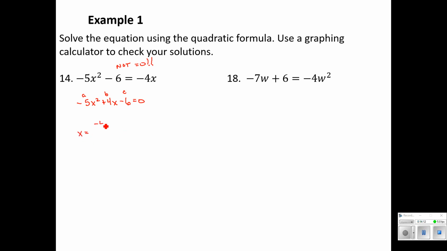Quadratic formula, opposite of b, plus or minus the square root of b squared minus 4 times a times c all over 2a. Okay, and you'll see that I put all those negative signs, all that multiplication in a set of parentheses. That's just so I don't accidentally slip up in my order of operations. There's a lot of things happening here. -4 plus or minus the square root of, that'll be 16 minus a positive number, right? Inside I've got a negative times a negative. So that'll be 16 minus 120 all over -10.